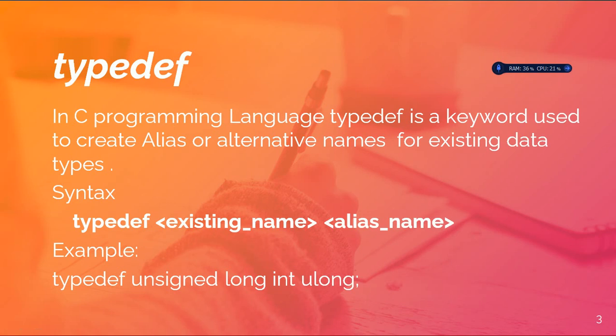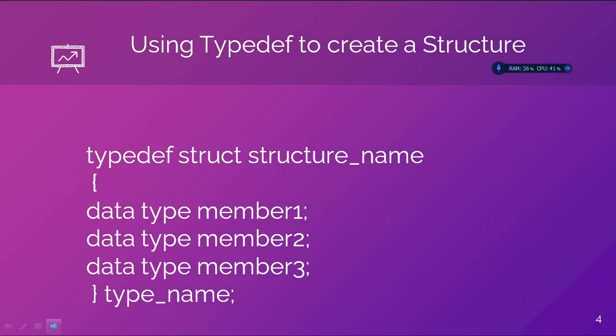Here is an example. Here I have created an alias for unsigned long integer. So I am using Typedef unsigned long integer and I am providing the alias as ulong. So later in my program, where I am going to use unsigned long integer, instead I can simply use ulong in my program. Now you'll see how we can create a structure by using Typedef.